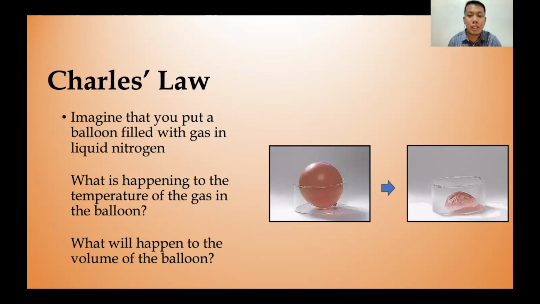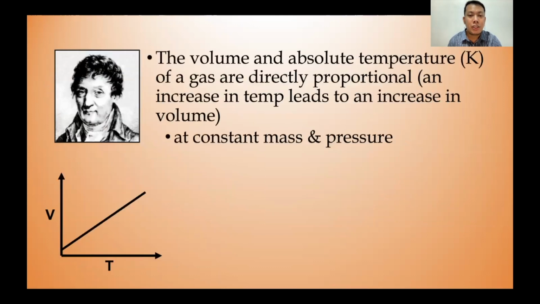So because of the low temperature, the volume and absolute temperature of a gas are directly proportional to each other. That means an increase in temperature leads to an increase in volume. In this case, the ones that are constant are, of course, the mass and the pressure. As you can see here on the illustration, as the volume increases, the temperature increases too when it comes to gas. So that is according to Charles' law.